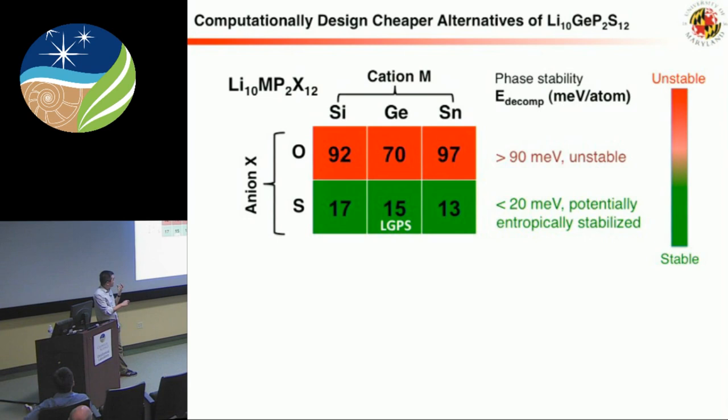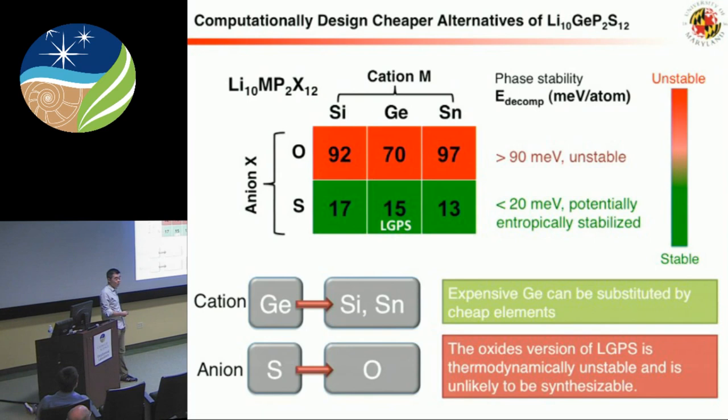With this capability, we can evaluate the decomposition energy of these other newly proposed phases, because the decomposition energy gives us a quantity to describe the phase stability of the material. You can see this is a different combination of different cations and anions. LGPS is here, germanium and sulfur, with 15 meV per atom decomposition energy. What we find is that if you change germanium into silicon or tin, the decomposition energy is fairly close, which probably means that if you can synthesize LGPS, there's a good chance you can synthesize the silicon-substituted or tin-substituted one.